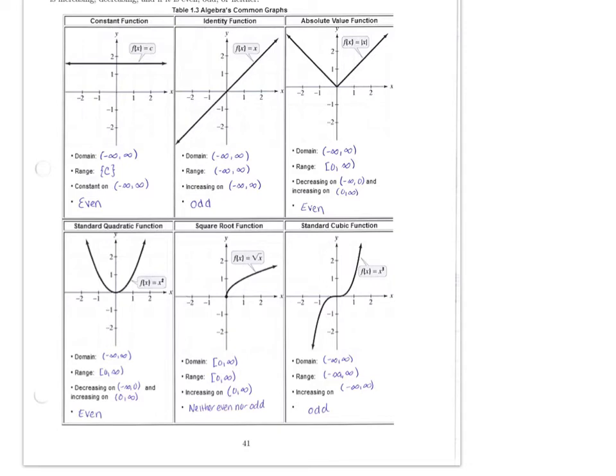Its domain and range are all real numbers, it's always increasing, and it's an odd function. So make sure you know the names and the equations and just the general shape of these. Anytime you see x squared, you know that is a quadratic function, and that's what it looks like. Anytime you have the absolute value of x, it has this V shape. And so we'll work with all these functions today.